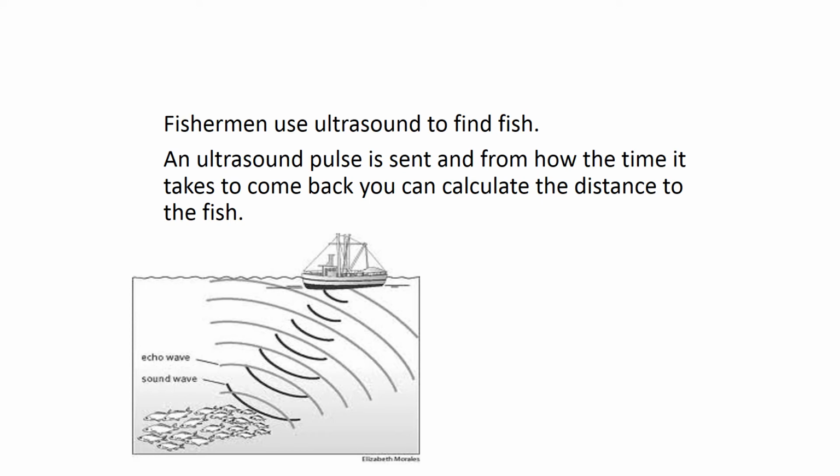Sonar is used by fishermen to find fish. It's also used in industry to look at cracks in materials, and also used as ultrasound for pregnancy, the scans of unborn babies. A pulse is sent out to the bottom or the fish, and then it echoes and comes back. So the distance that it's travelled is equal to the speed times the time. The distance to the fish is going to be half the distance that the signal travels.